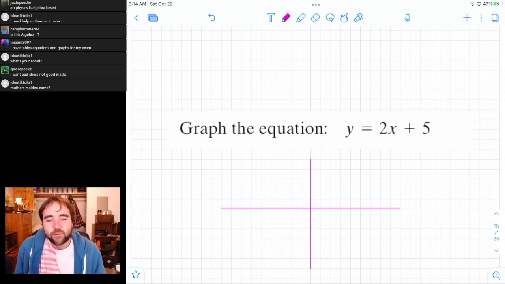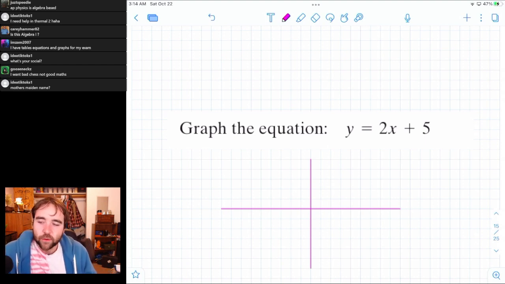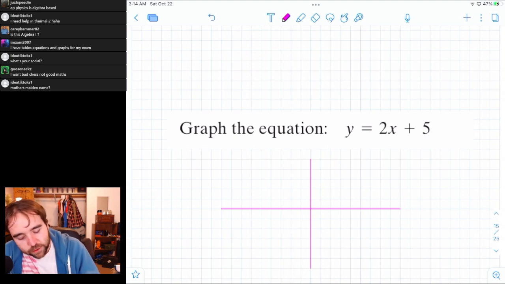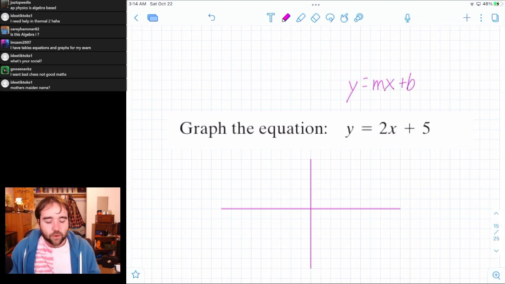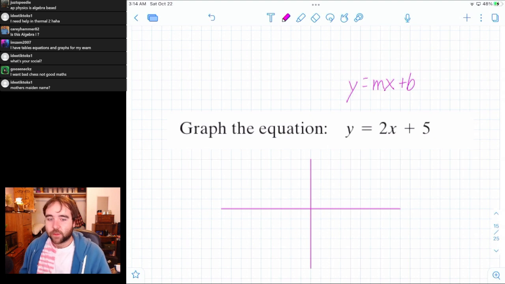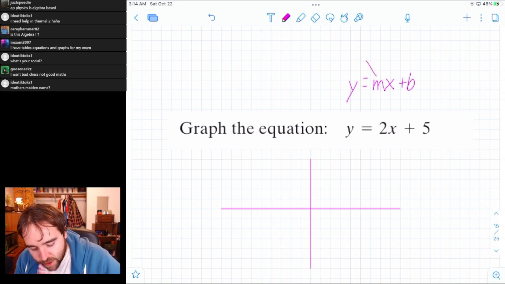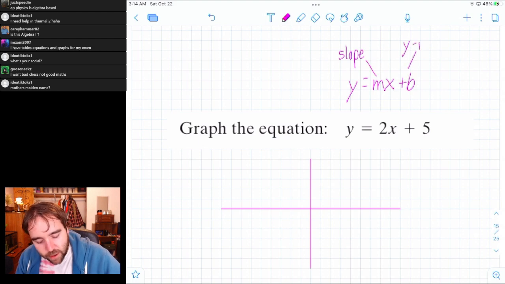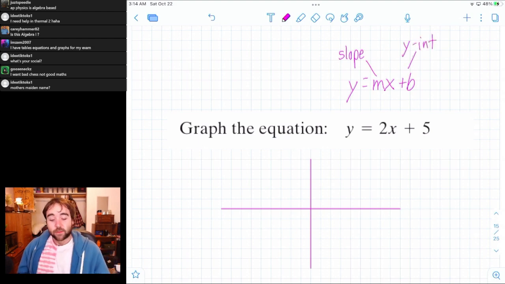So they want us to graph this equation. We're going to do it in a couple ways. First off, we're going to do it the way we should really do it. The way we should do it is we know that all of these equations are linear equations. The basic linear equation is in the form y equals mx plus b, where this number right here is the slope, and this number right here is the y-intercept, where it intersects with the y-axis.